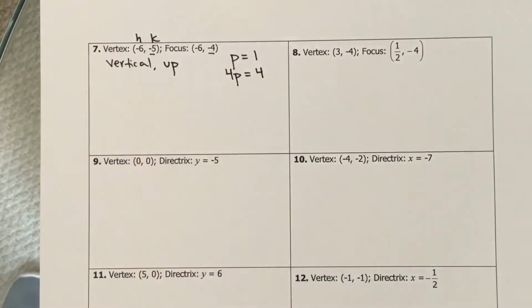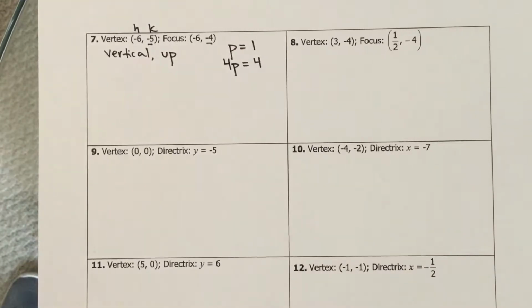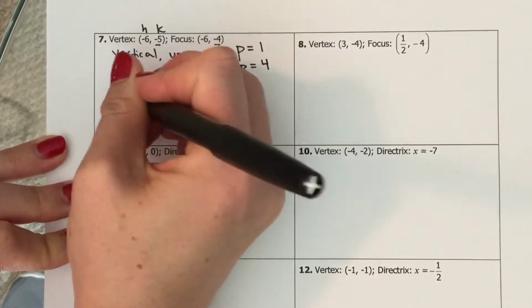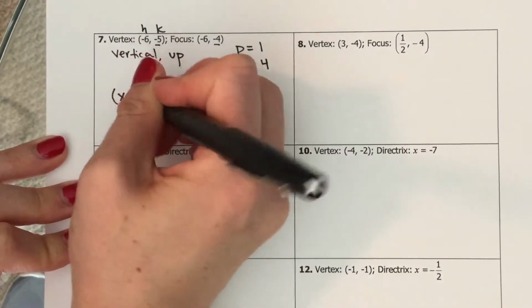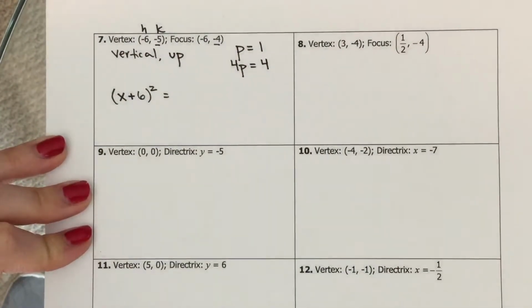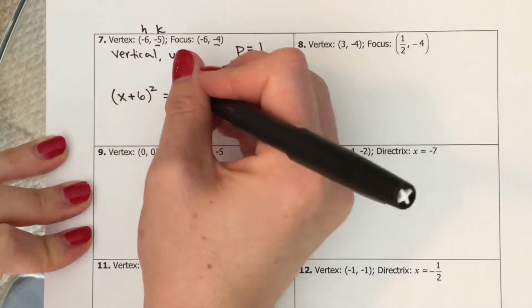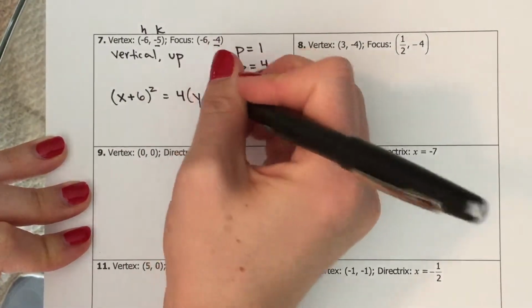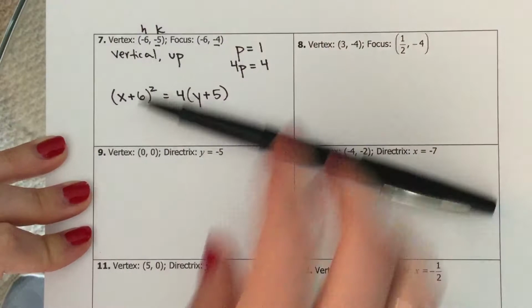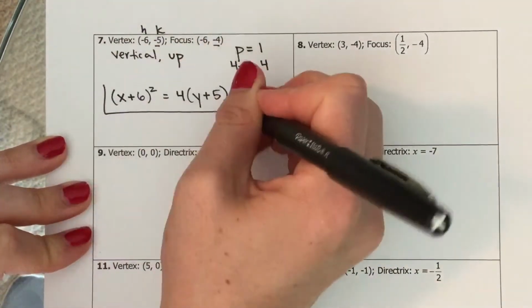And then the vertex is just handed right to you. So this is vertical, which means you start with x minus h. And h is a negative 6. This turns into plus 6. Next thing on the right-hand side is the 4p, which we just decided was a 4. And then we have y minus the y value of the vertex, which is a negative 5. So this is our formula right here.